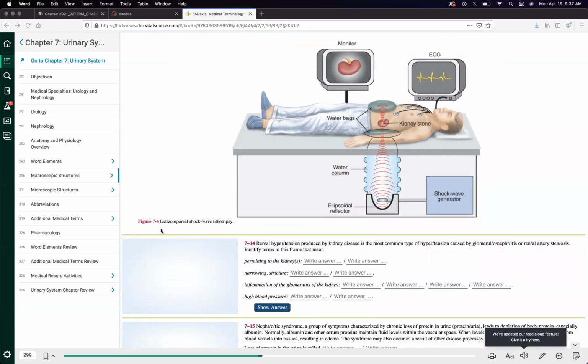No, it is not. So we look at it. Extracorporeal. Corpus or corpo means body. Extra means out of the body. So the sound waves are going to be coming out of the body. And it's going to form a sound shock wave. And the shock wave is going to break up trypsy, litho, the stone.